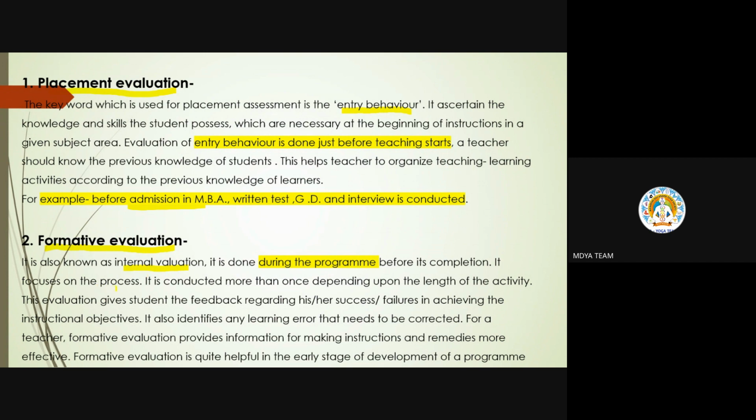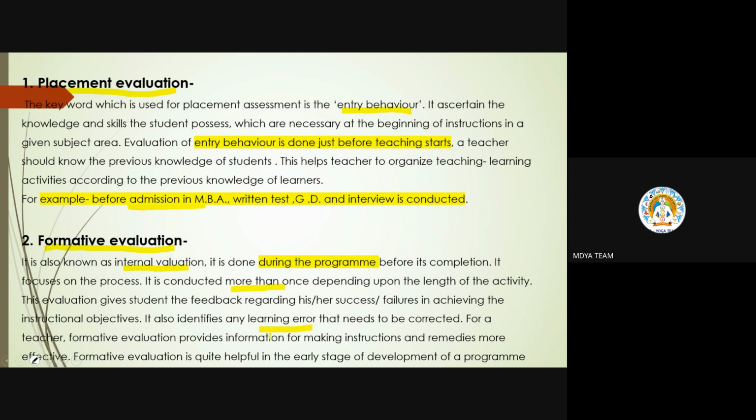It focuses on the process. It is conducted more than once, like FA1, FA2, FA3, FA4. In schools, there are 4 FAs. So it is conducted more than once depending upon the length of the activity. This evaluation gives the student feedback regarding his or her successes and failures in achieving the instructional objectives. It also identifies any learning error that needs to be corrected. For a teacher, formative evaluation provides information for making instruction and remedies more effective.